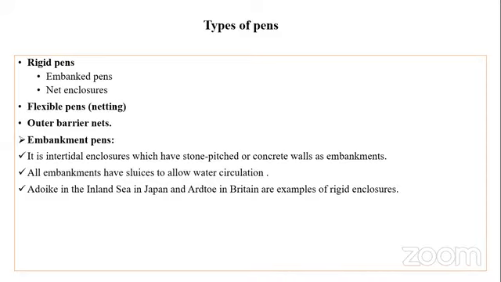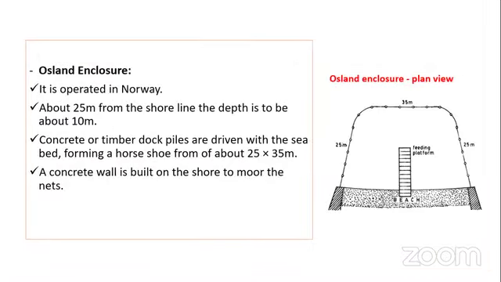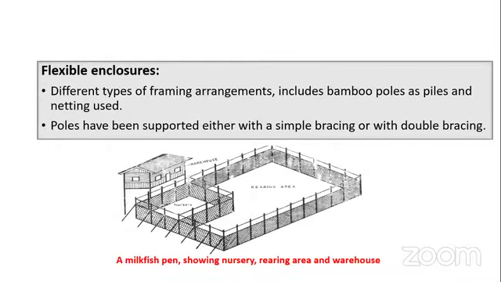Again, rigid pens, the different types: embanked pens, net enclosure; flexible pens, by netting; outer barrier net, embankment pens, etc. Next slide, please, ma'am. Next slide, ma'am. These are the types of different pens. As you can see, it shows the water area and the rearing parts where we can do it.